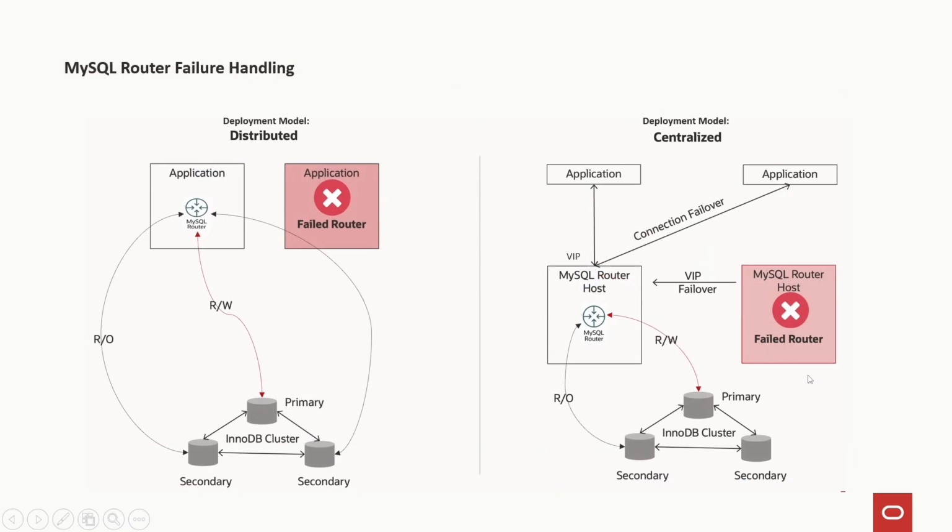In distributed, if an application server fails, you don't have to worry because another application server is still running and connecting to its MySQL Router. But in the centralized model, if the MySQL Router server fails, then Corosync will do the orchestration to fail over the VIP to another MySQL Router, so that the applications will be able to reconnect to the InnoDB cluster through the new MySQL Router host.